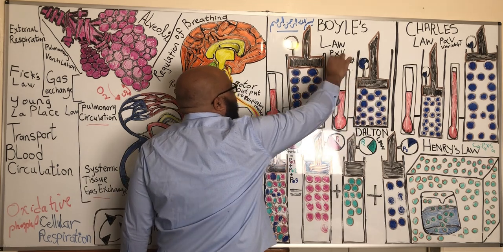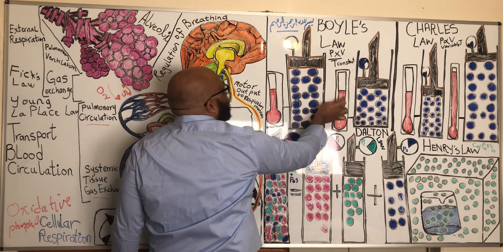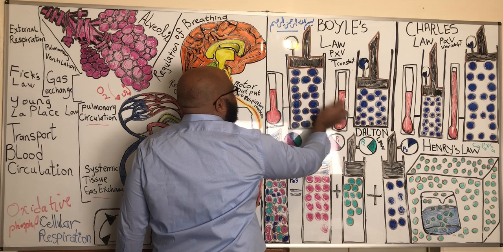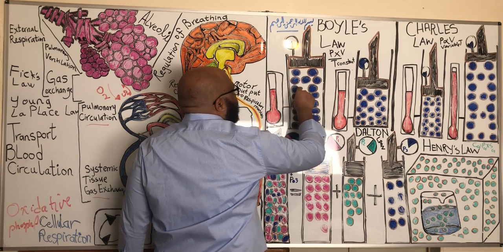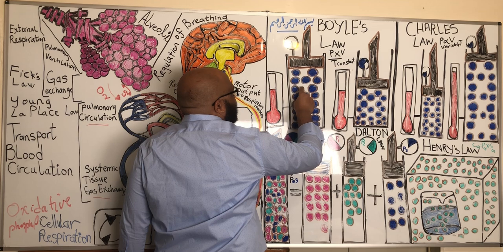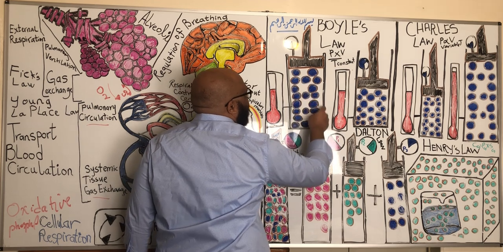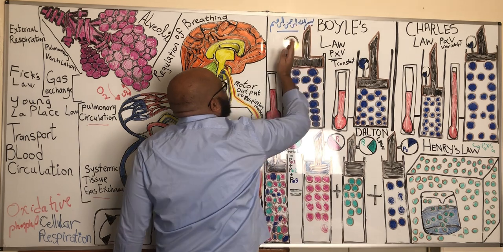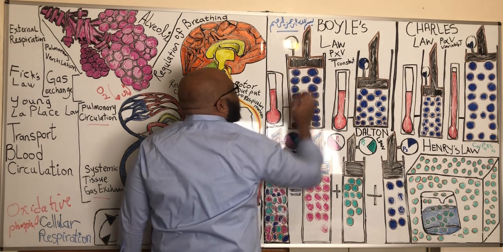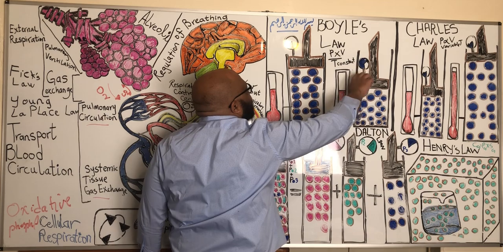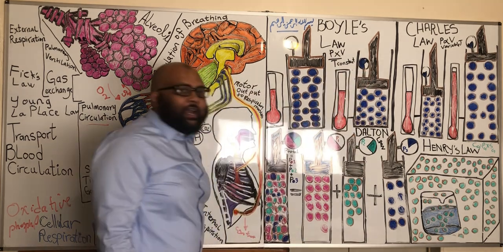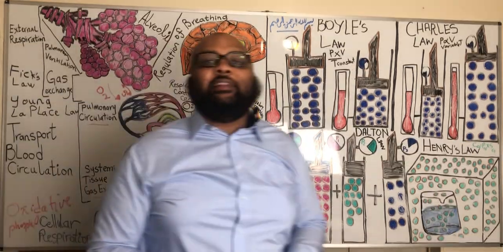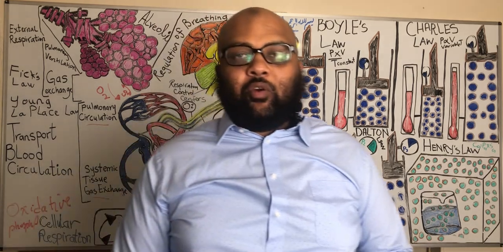Why? Because when the temperature is conserved, the gas molecules apply a particular pressure to the walls of the container. If I increase the volume, the pressure would drop even more, and if I decrease the volume, the pressure would increase even more. And that is your Boyle's law. And this is exactly what's happening with your respiration.